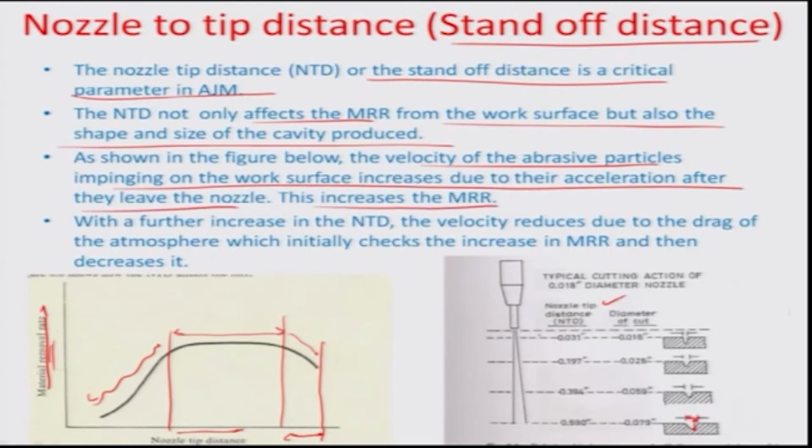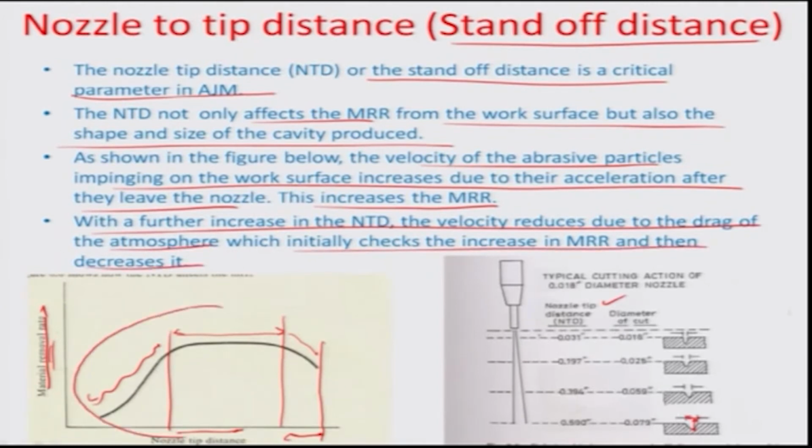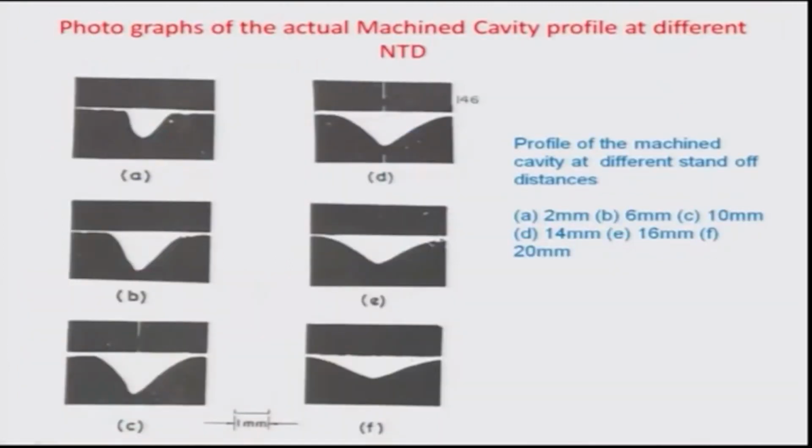This increases the MRR. With a further increase in NTD, the velocity reduces due to the drag of the atmosphere, which initially checks the increase in the MRR, then decreases it. So that's what the curve here describes. And some of the features which have been observed in an actual AJM process have been listed here for various NTD values varying between 2 and 20 mm.